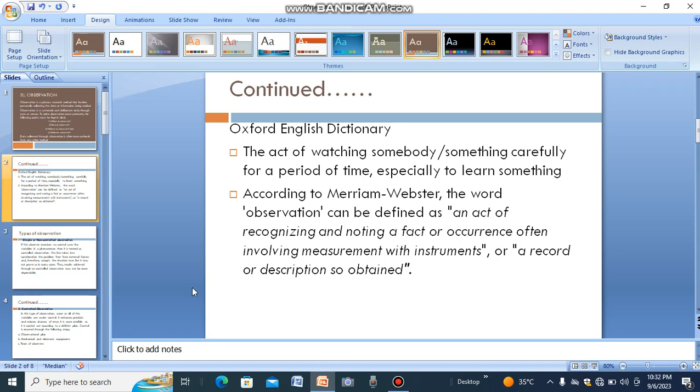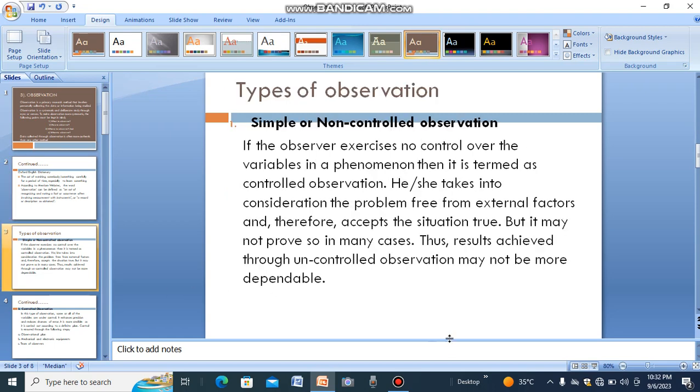Forms of the observation: there are four forms of the observation. The simple or non-controlled observation, the controlled observation, the participant observation, and the non-participant observation.